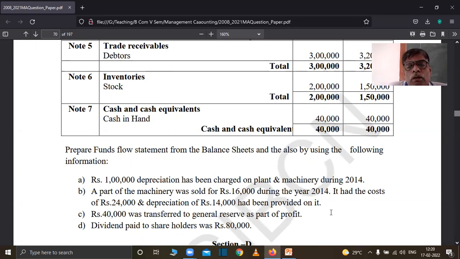24,000 rupees is the cost. Already 14,000 depreciation is charged. If you take off 14,000 depreciation from 24,000, how much value remains? 10,000 remains. The machinery with a value of 10,000 sold for 16,000. So there is a profit of rupees 6,000. 6,000 is the profit.